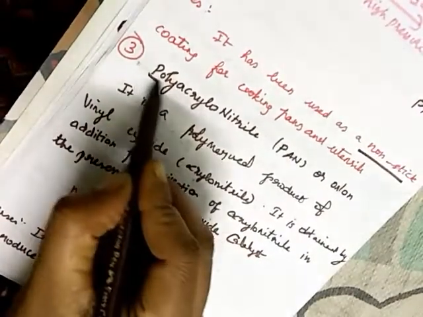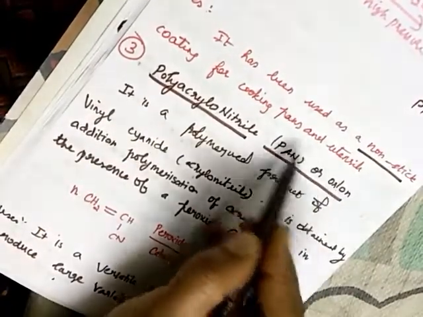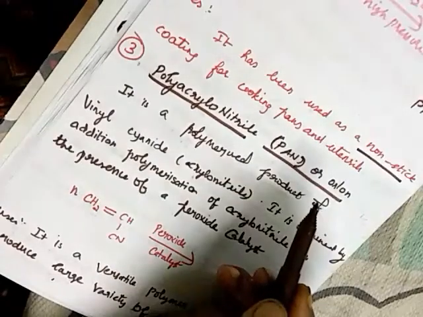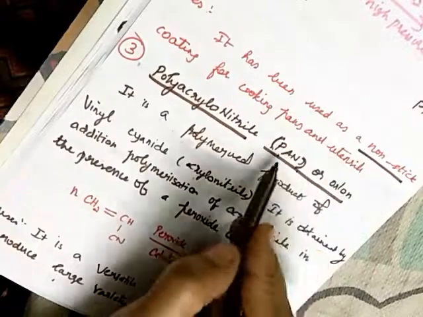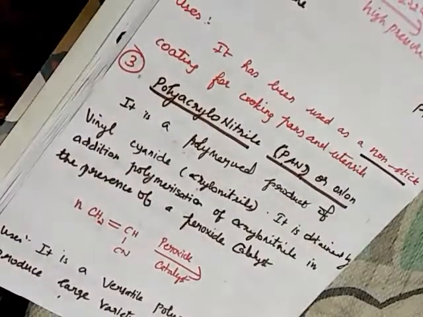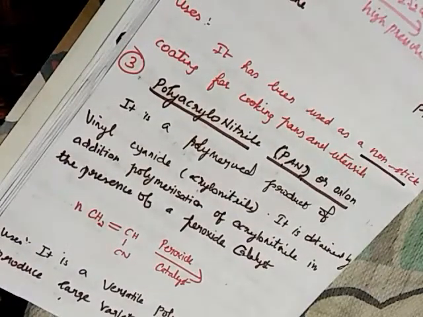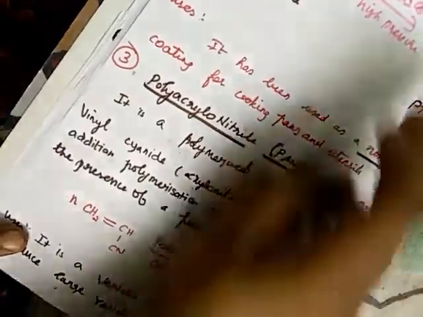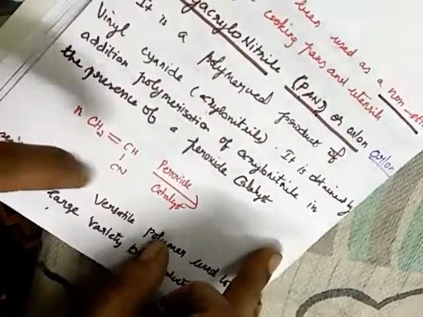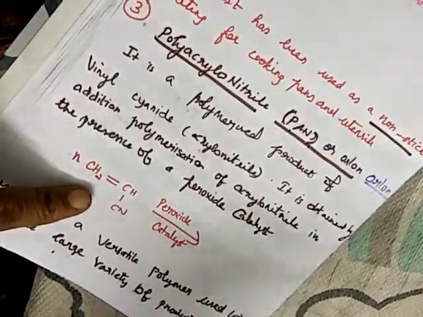Now I will move on to the next thing, that is polyacrylonitrile. Polyacrylonitrile is otherwise called PAN, which is otherwise called Orlon. The previous one we have seen, children, that is Teflon. Now we are seeing Orlon. So what is Orlon? It is nothing but PAN.